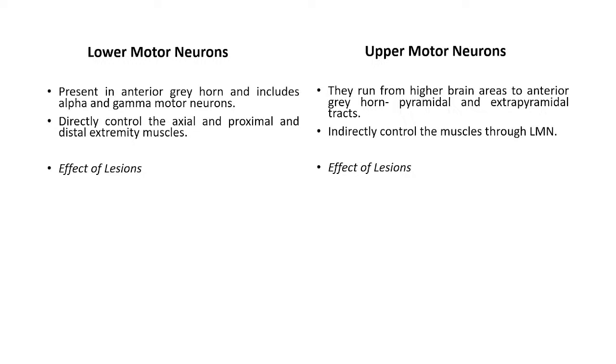ठीक है. So what we have: lower motor neurons in the brain stem and spinal cord, and upper motor neurons coming from higher brain areas, that is motor cortex, olivary nucleus, vestibular nucleus, red nucleus, reticular nucleus. They are finally coming and converging on the lower motor neuron. किसको activate करते हैं ultimately? Upper motor neurons, lower motor neurons.